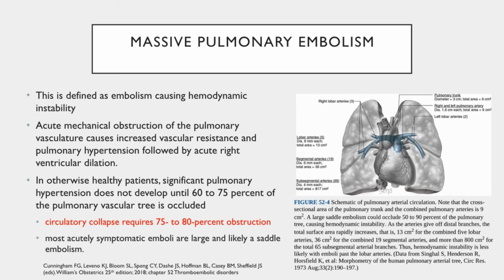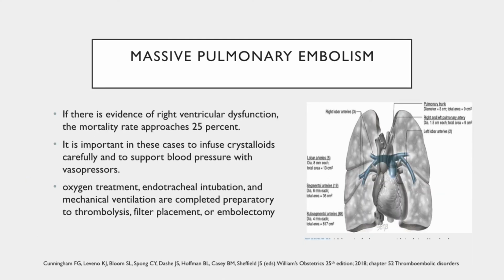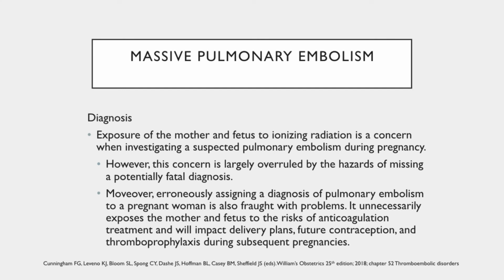In otherwise healthy patients, significant pulmonary hypertension does not develop until 60 to 75% of pulmonary vascular tree is occluded. Circulatory collapse requires 75 to 80% obstruction, and most acutely symptomatic emboli are large and likely a saddle embolism. If there is evidence of right ventricular dysfunction, the mortality rate approaches 25%. It is important in these cases to infuse crystalloids carefully and to support blood pressure with vasopressors. Oxygen treatment, endotracheal intubation, and mechanical ventilation are completely preparatory to thrombolysis, filter placement, or embolectomy. So, how do we diagnose massive pulmonary embolism?